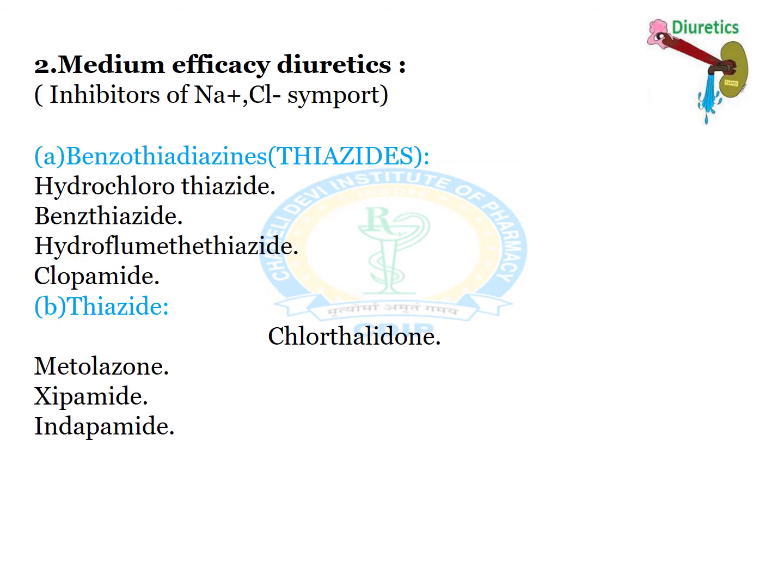Second category is medium efficacy diuretics, which act by inhibiting the sodium and chloride symport, and these are also called thiazide diuretics. The members are hydrochlorothiazide, benzthiazide, hydroflumethiazide and clopamide. Other members are chlorthalidone, metolazone, xipamide and indapamide.